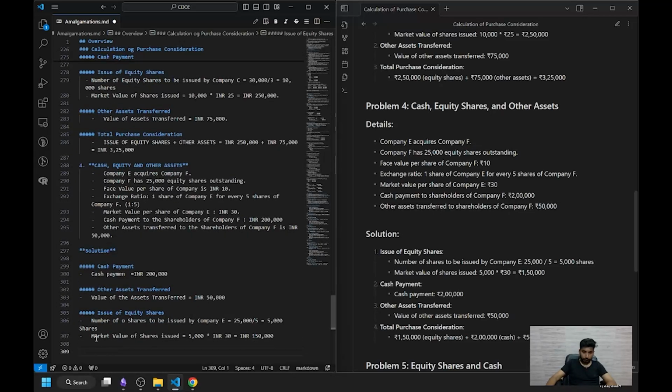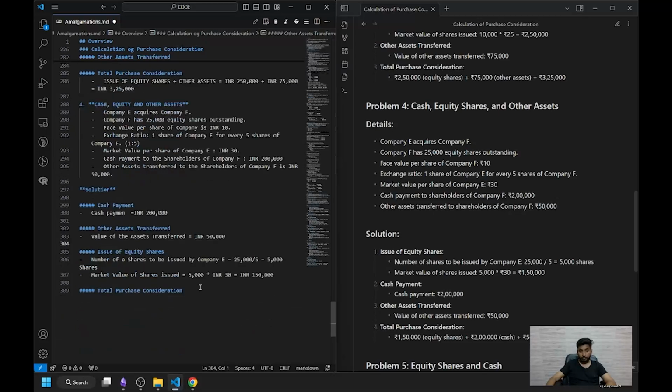So, here let us just talk about the total purchase consideration. Why? Because all the other things have been clarified and there is no point left in the question which we have not covered. We have paid in the cash, we have also transferred the other assets, and we have also issued the equity shares and the market value of the equity shares as well.